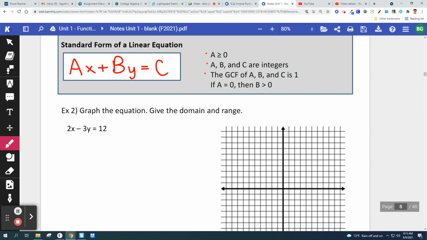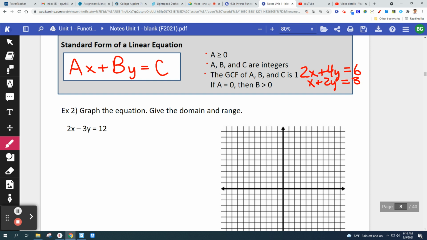And the GCF of those three numbers is 1, meaning if you had 2x plus 4y equals 6, I could reduce that. Since I could divide all three of those numbers by 2, I would. Divide by 2, divide by 2, divide by 2. That's the same exact line. I just reduced that equation by a factor of 2, and that's the same exact thing. So when they say the GCF of A, B, and C is 1, basically we're trying to reduce it down to its simplest form.